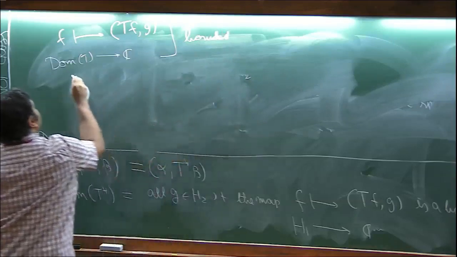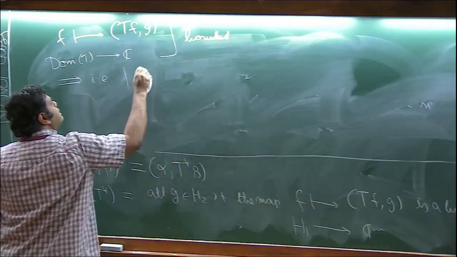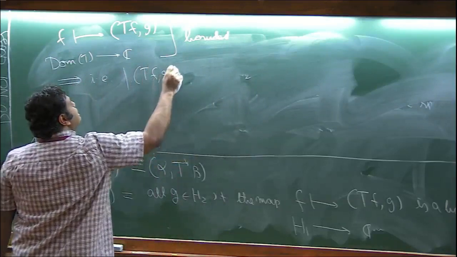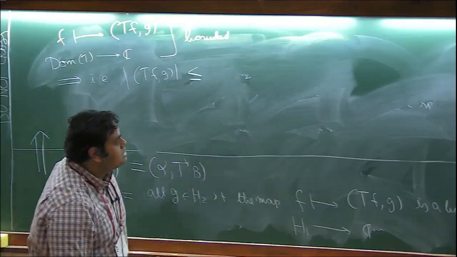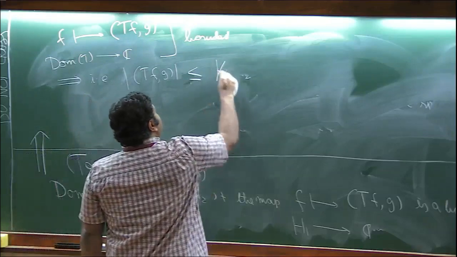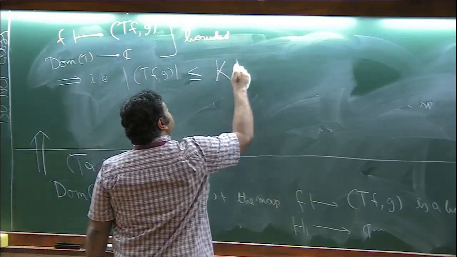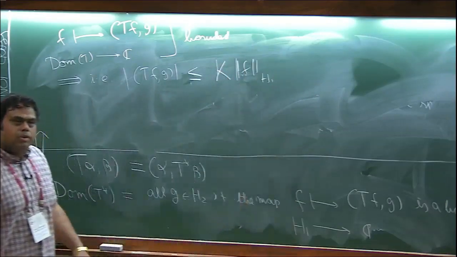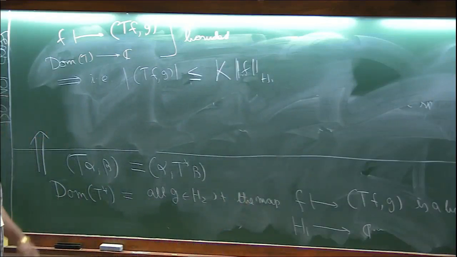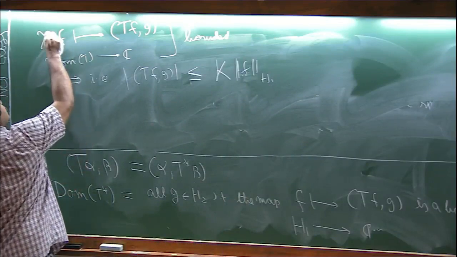Which means, let us recall, that if I look at the absolute value of (Tf, g), this is less than or equal to, so I have used C for various purposes, let's call this K for a change, K times the length of f in H1. Right? Bounded linear functional. And it is defined on a dense subspace. So therefore, this functional extends, let's call this functional lambda.